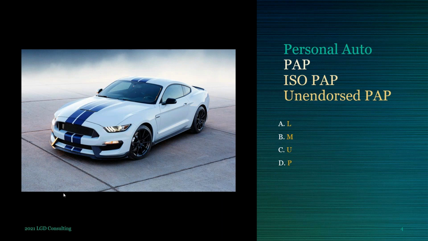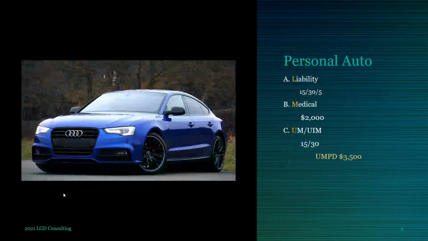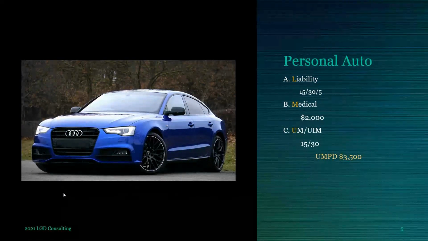And for the four coverage parts, I use a dyslexic lump, LMUP, to help you understand the coverages. L is for liability, M is for medical, U is for uninsured motorists, and P is for physical damage. We'll start with just the liability portion of the policy.